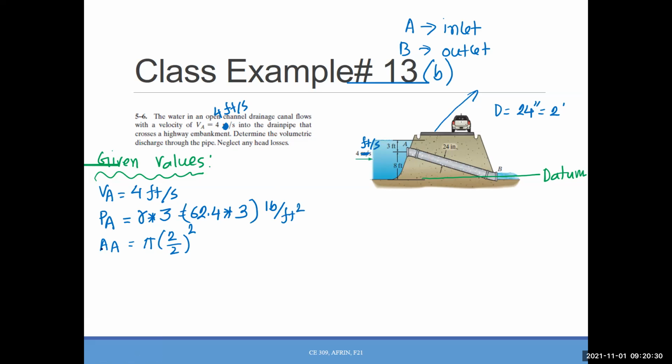Now, what is ZA? The distance between datum and the inlet, what is that? 8. Okay. What is ZB? 0. Okay. What is PB? The water is discharging into open atmosphere. So PB is 0. Okay.